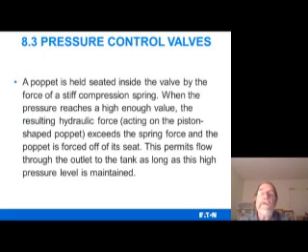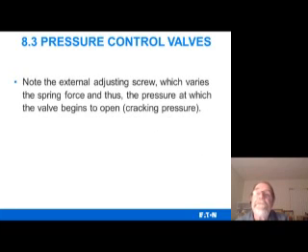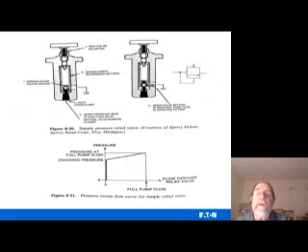The poppet is held seated inside the valve by the force of a stiff compression spring. When the pressure reaches a high enough value, the resultant hydraulic force acting on the piston-shaped poppet exceeds the spring force, and the poppet is forced off of its seat. This permits flow through the outlet to the tank as long as the high pressure level is maintained. Once that high pressure level is down, it shuts that valve off. Note the external adjusting screw, which varies the spring force and thus the pressure at which the valve begins to open. That's called your cracking pressure.